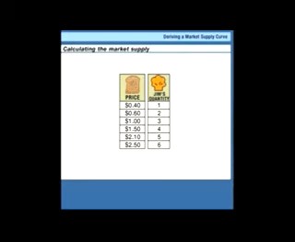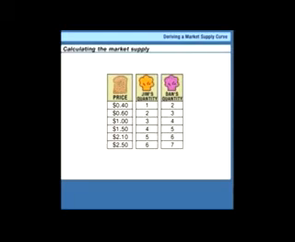Now let's look at the supply behavior of another firm. This is Dan's firm. Dan is willing and able to supply 2 loaves of bread per week when the price of bread is 40 cents per loaf. He's willing and able to supply 3 loaves of bread at a price of 60 cents per loaf, and so forth. As the price of bread increases, the quantity supplied from Dan's bakery increases.